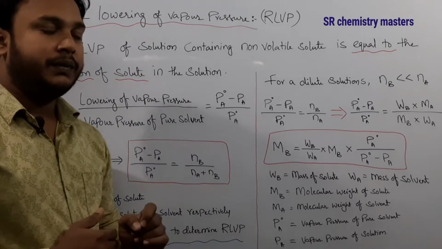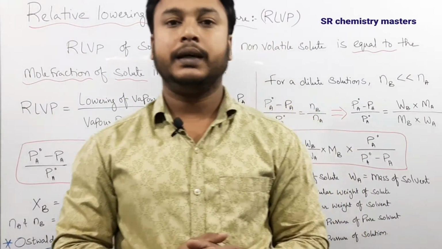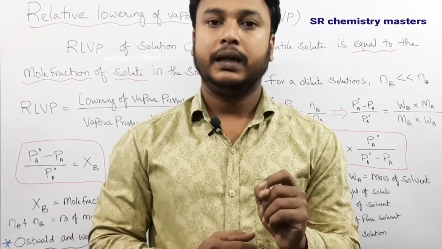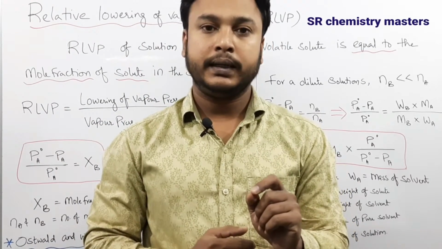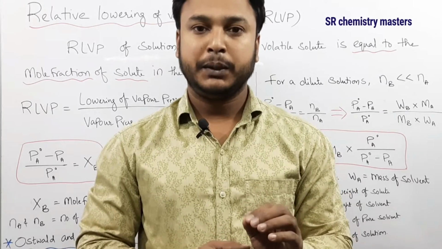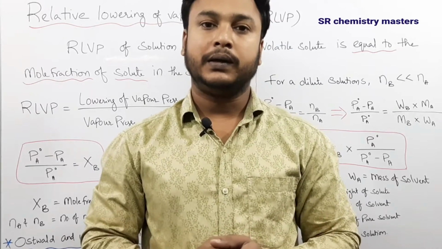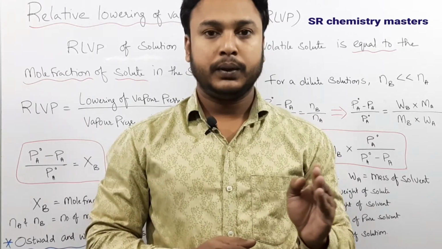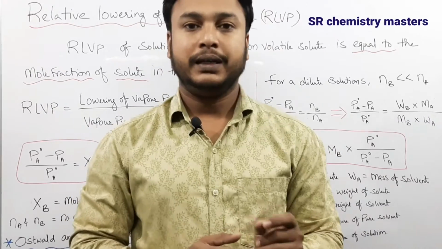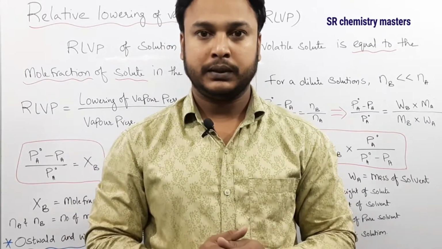Remember that in the previous video we have seen the definition of colligative property. In that we said that whenever a non-volatile solute is added to a solvent which is volatile, the vapor pressure of the solvent decreases. It is because of the added non-volatile solute. Let me give you an example in order to understand relative lowering of vapor pressure.